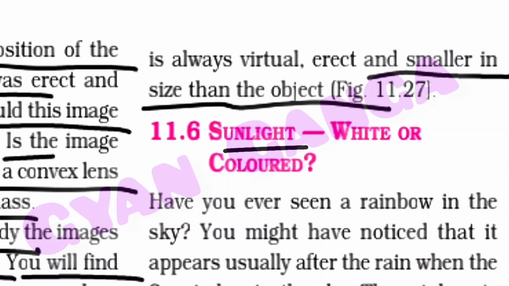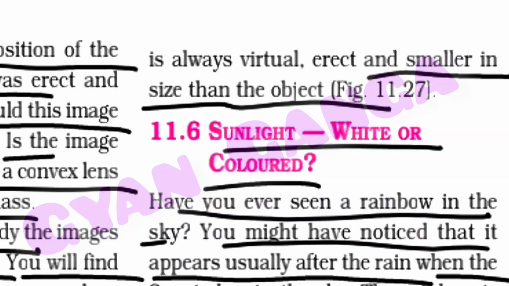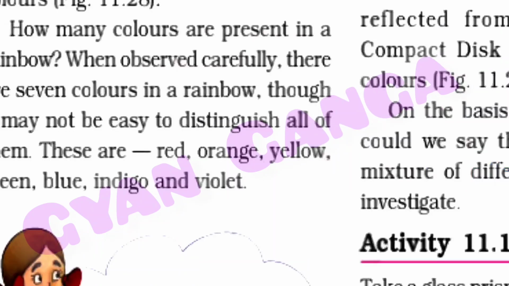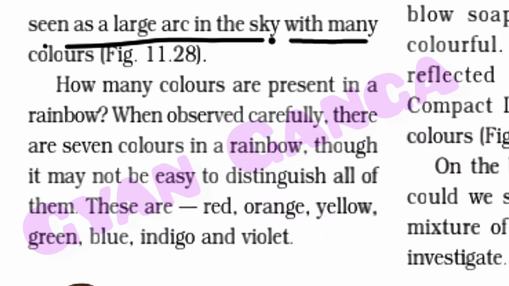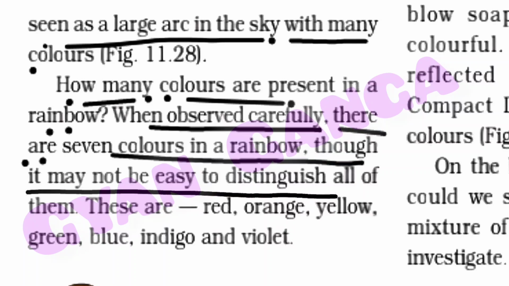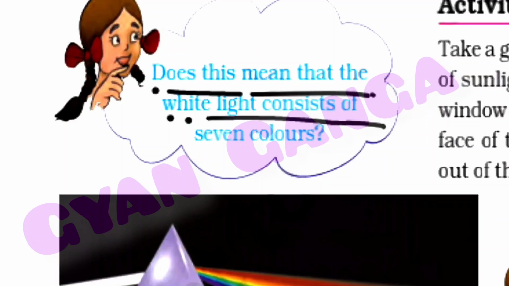Sunlight, white or colored. Have you ever seen a rainbow in the sky? You might have noticed that it usually appears after the rain when the sun is low. The rainbow is seen as a large arc in the sky with many colors. How many colors are present in a rainbow? When observed carefully, there are 7 colors in a rainbow. Though it may not be easy to distinguish all of them, these are red, orange, yellow, green, blue, indigo, and violet. Does this mean that white light consists of 7 colors?